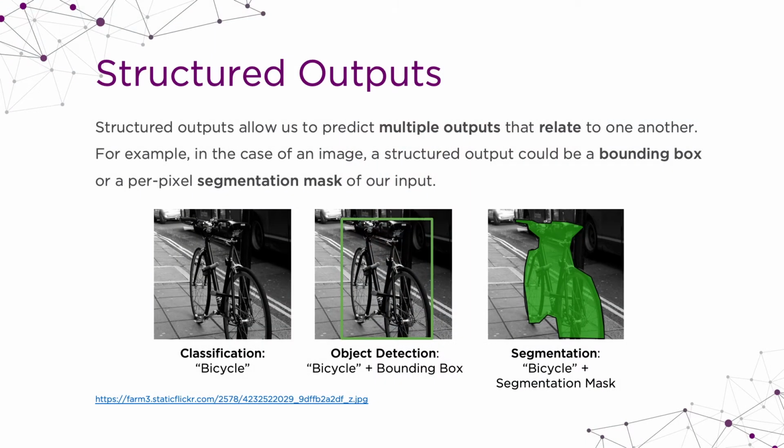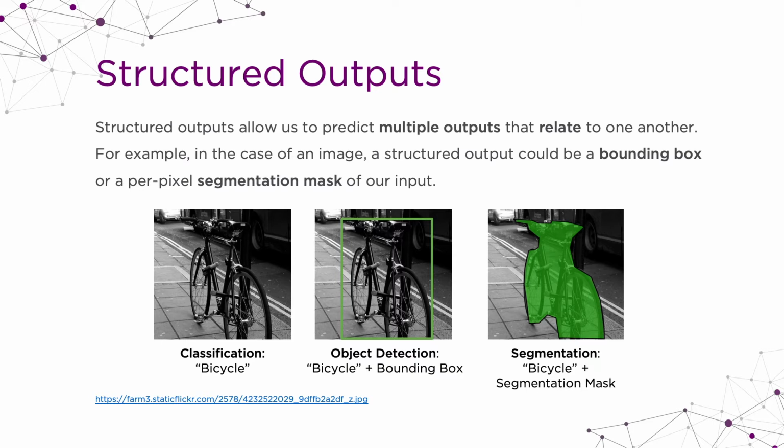Now let's talk a bit about structured outputs. Up until now, we've seen that the output of our network is a probability distribution. That can be, quote-unquote, boring, right? We might want to do something richer with our network. So structured outputs is one way to do some more interesting predictions with our neural networks.